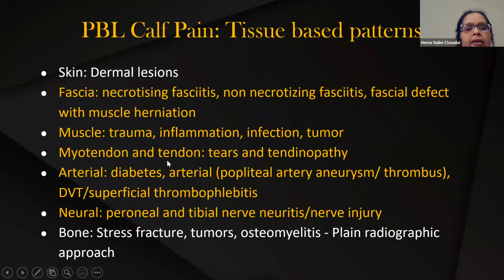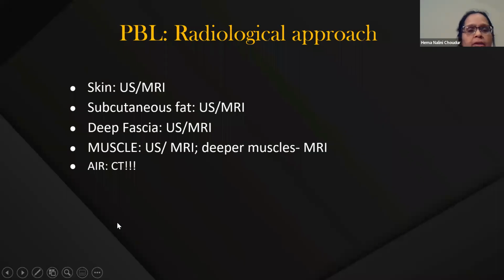Myotendons and tendons, and we've looked at tears and tendinopathy. And we've looked at the etiology, biomechanics of tendinopathy and ruptures of Achilles tendon and plantaris. We've looked at arterial involvement with diabetes, with popliteal artery aneurysm and thrombus, and looked at DVT and superficial thrombophlebitis. We've looked at neural etiology in our cases with superficial peroneal nerve. So I think we've covered all the tissue layers using a problem-based approach. Now let's see whether we've done a radiological approach.